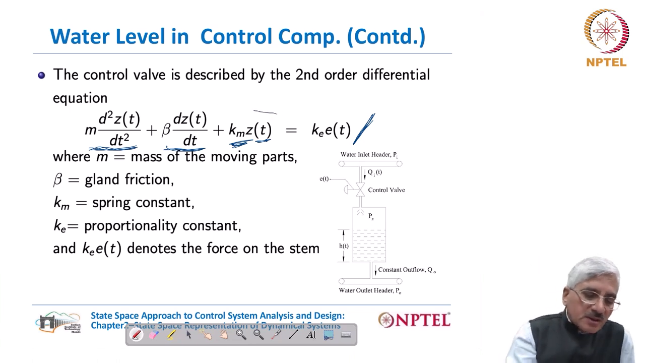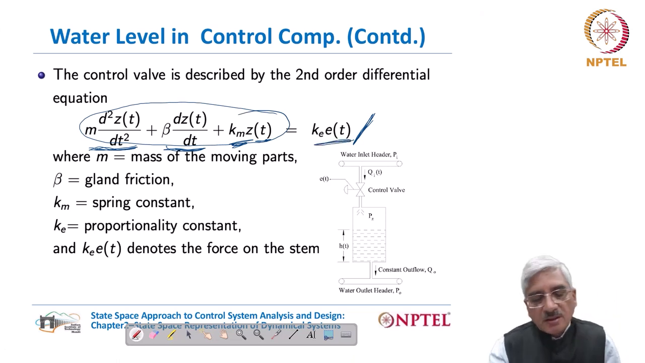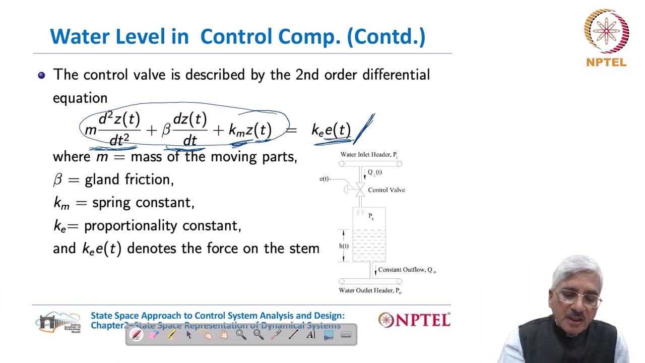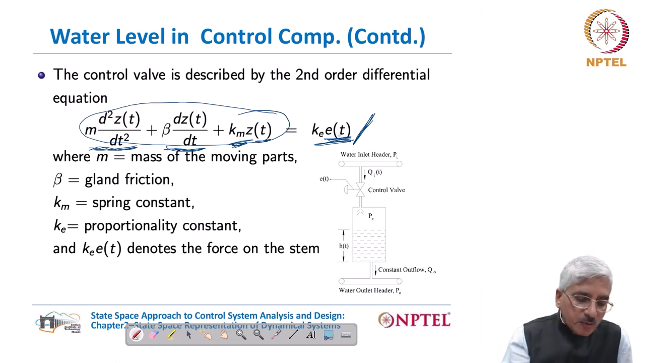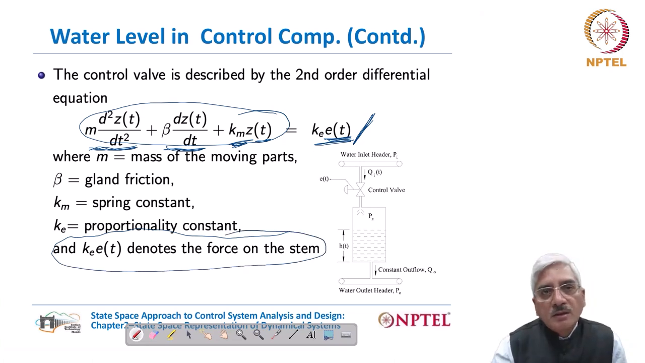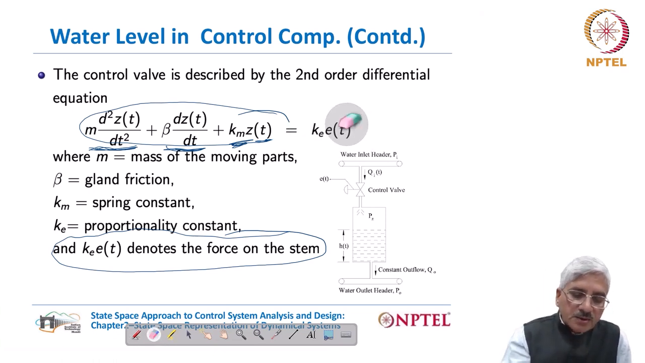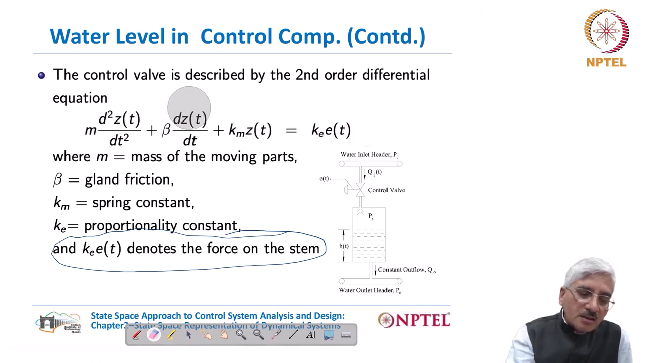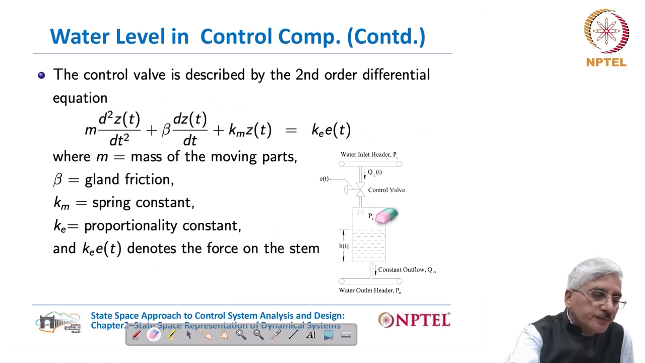All these three forces balance the force which comes on the actuator through air pressure, and that air pressure itself is proportional to the applied input voltage E. So that force we assume as proportional to the applied input voltage E, or Ke times E(t) is the force. This second order equation essentially describes the control valve.